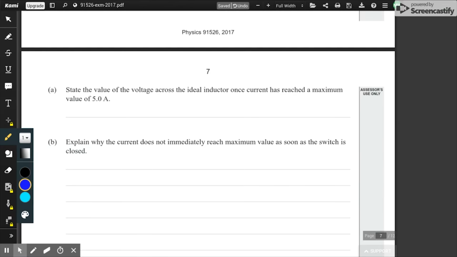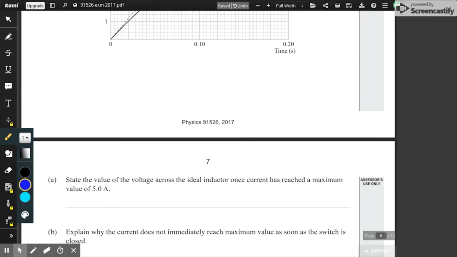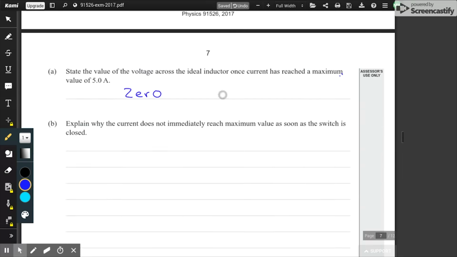All right, state the value of the voltage across the ideal inductor once current has reached a maximum value of 5 amps. So, inductors produce an opposing voltage when the current is changing. If the current is not changing, such as when it's reached its maximum, then there will be no induced voltage. So, 0.